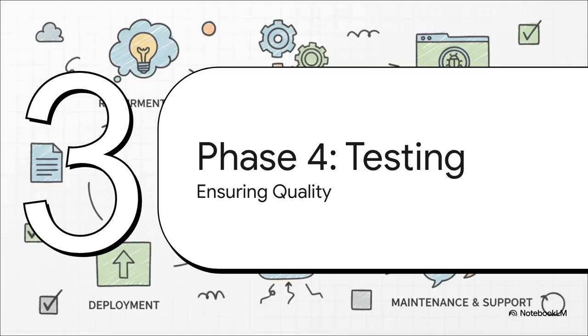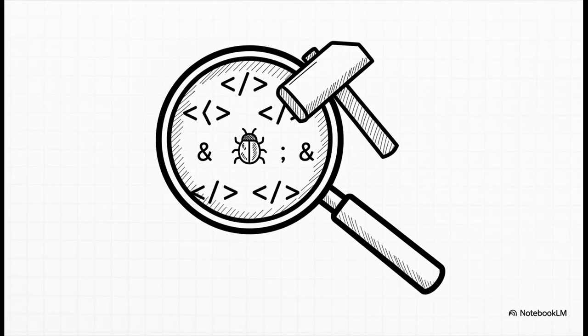So the code is written, the application is built, but does it actually work? Is it reliable? Is it ready for the real world? Well, that's what we find out in the all-important testing phase. Look, the goal here couldn't be simpler, but it's absolutely vital. Find and fix the bugs before your users do. This whole phase is about making sure the final product is stable, reliable, and that it actually delivers on all the promises we made way back in the requirements phase.